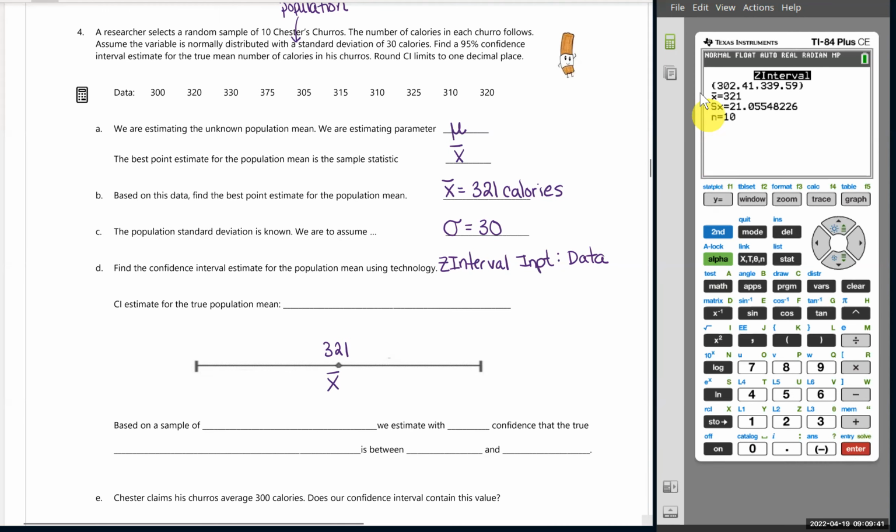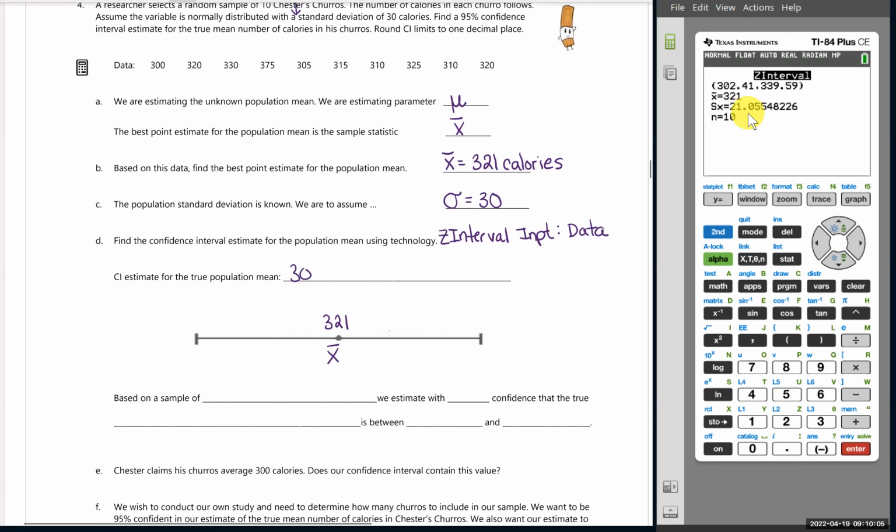All right, you'll see it gives us x bar. It also gives us s, the sample standard deviation, so we're going to be returning to that in a bit. It gave us our sample size of 10, and then of course the interval itself, and we're going to round to 1 decimal place. So 302.4. We believe that the true mean for all churros made by Chester is somewhere between 302.4 and 339.6.